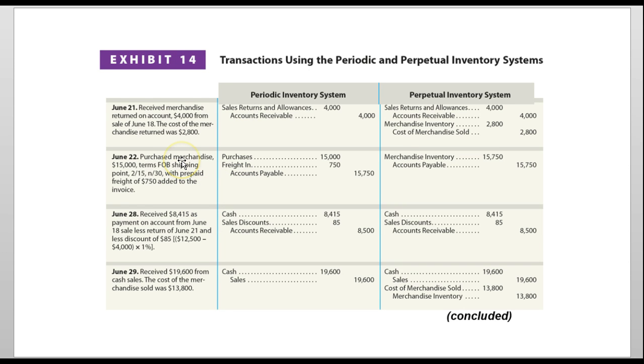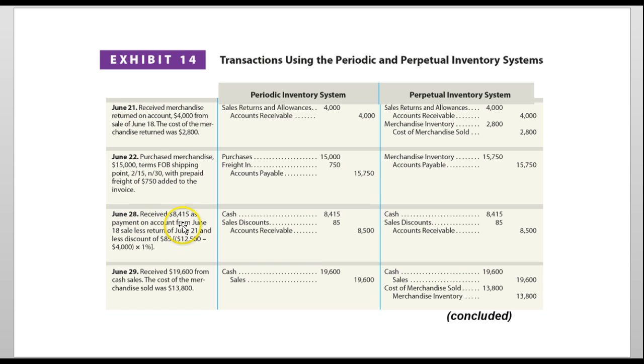We purchase inventory. Now this time we're prepaying the freight. We're paying for the freight. So now we've got purchases of $15,000. I have freight of $750, and that's called freight in. And I have accounts payable down here.